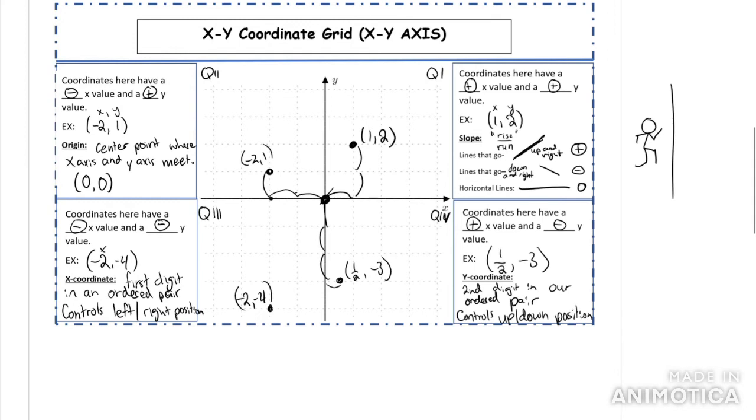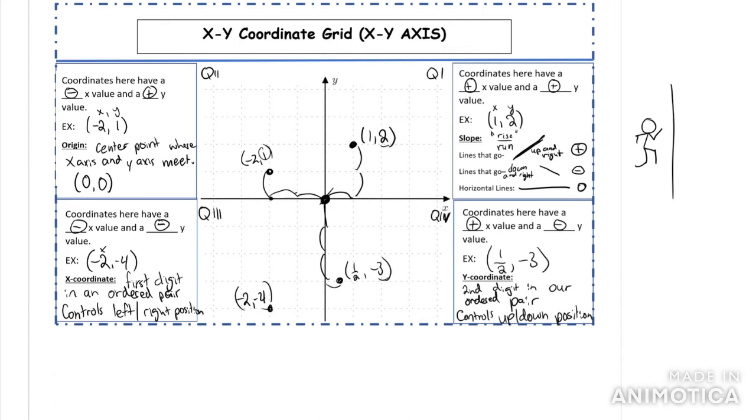So if you notice, the second value in all of these has controlled how far up or down I moved, and the x, or the first digit, controlled how far left or right. So make sure you have that in your mind for how we set this up. That's it for this one.